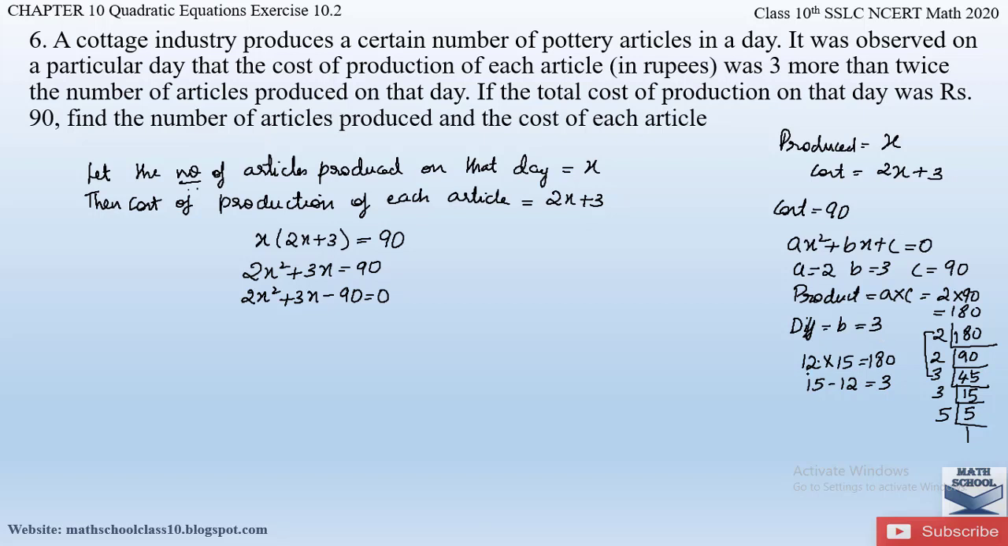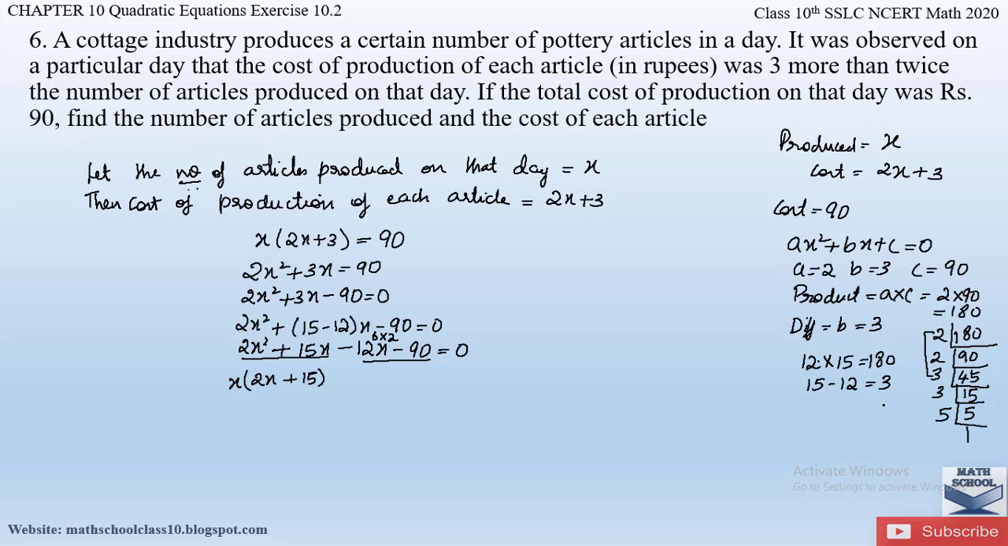So this we are going to substitute instead of 3 by splitting the middle term. So we get 2x square plus 15 minus 12x minus 90 is equal to 0, or 2x square, if you open the brackets, we get plus 15x, plus into minus will be minus 12x minus 90 is equal to 0. Now we can take common between these two terms and these two terms. So if we take x common here, what is left behind? 2x plus 15.